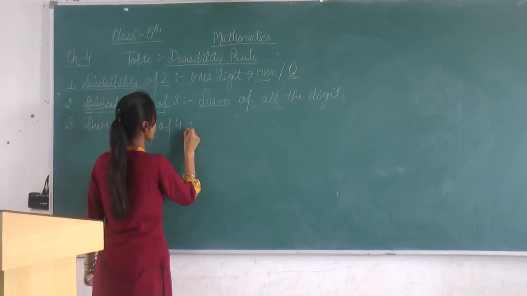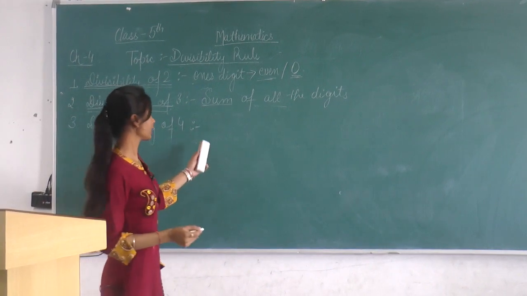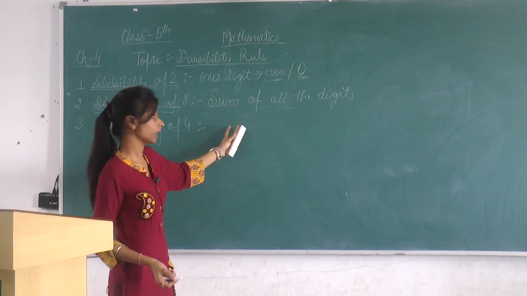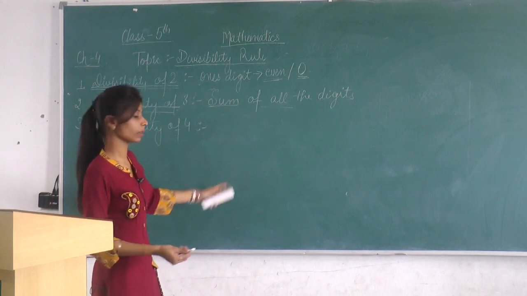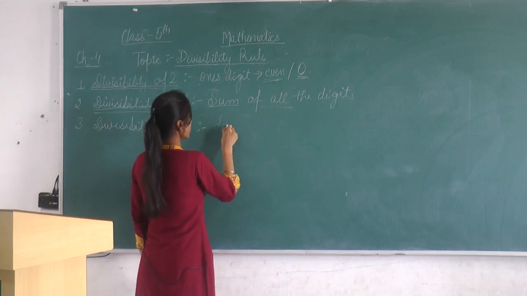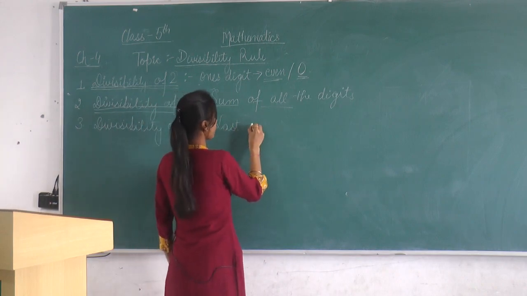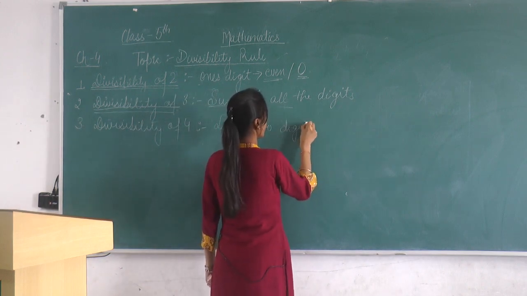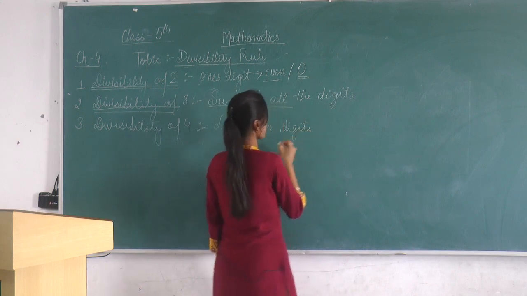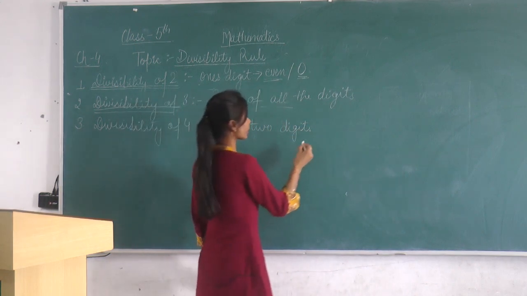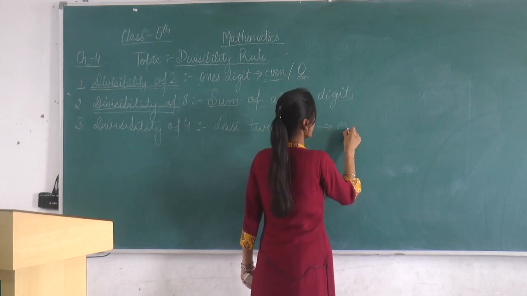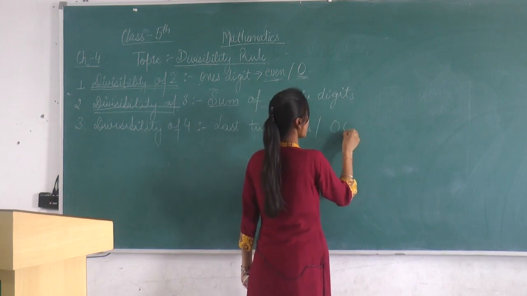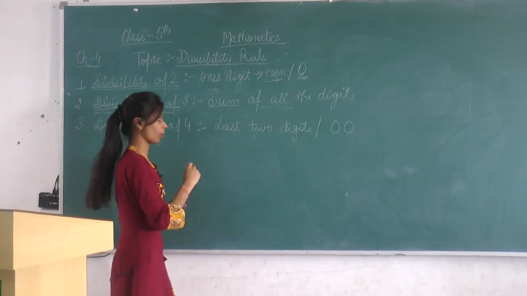Divisibility of 4. Here I am writing only a little bit of clues as hints, just so you can remember easily how the rules can be applied. In this rule you have to check the last 2 digits, only the last 2 digits of the number. If the last 2 digits are divisible by 4, or the last 2 digits are 0.